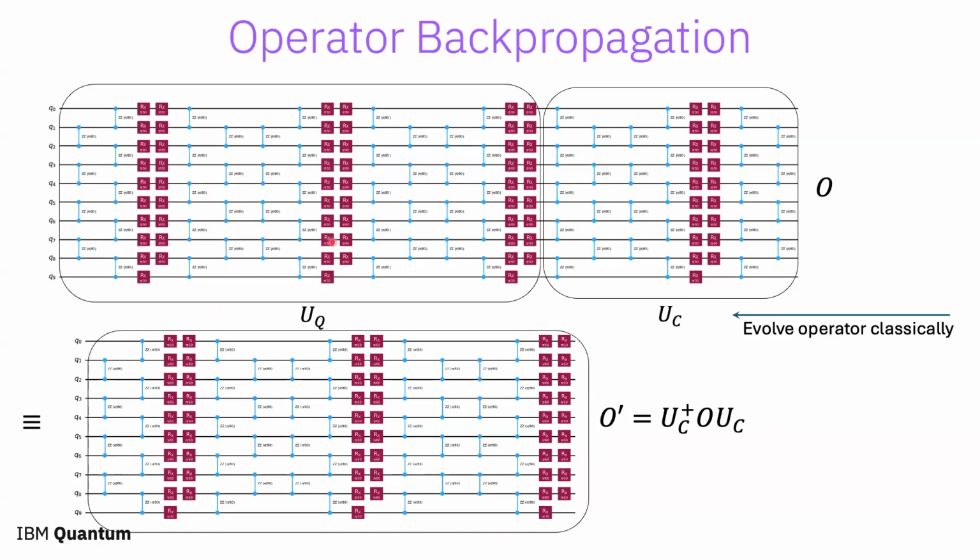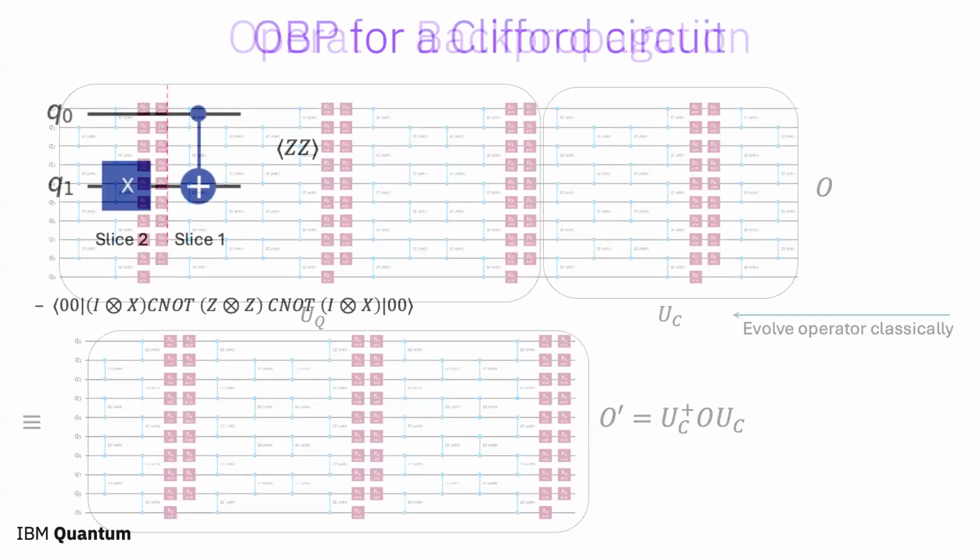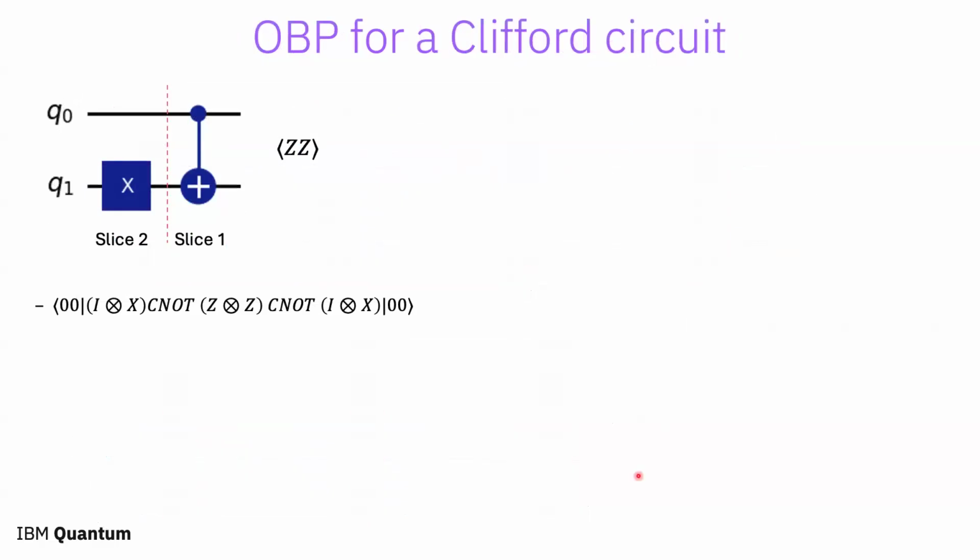So now, instead of saying that I need to run this entire circuit and calculate the expectation value of O, I can say I need to run this lower depth circuit and calculate the expectation value of O prime. These 2 are exactly the same thing. Why is this useful? Because this circuit is lower depth, so it will have lower noise. So let's take an example. Let's first take a Clifford circuit. So here is just an example circuit, and I want to calculate the expectation value of ZZ.